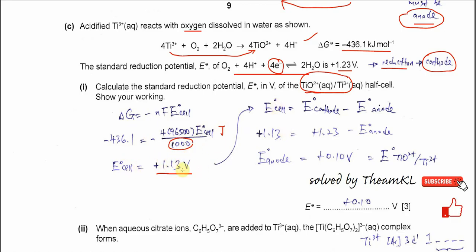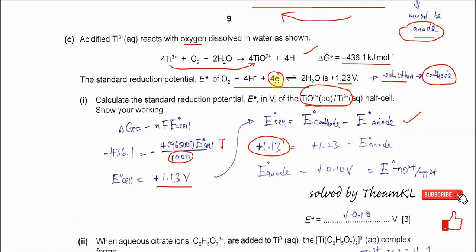We substitute this value into E0 cell equal to E cathode minus E anode, right? So this one, and this one already calculated. Cathode again is the oxygen's half cell here, which is positive 1.23. So it is this one minus E anode. Therefore E anode will be positive 0.1 volt, which is the reduction potential for the TiO2+ with the Ti3+.